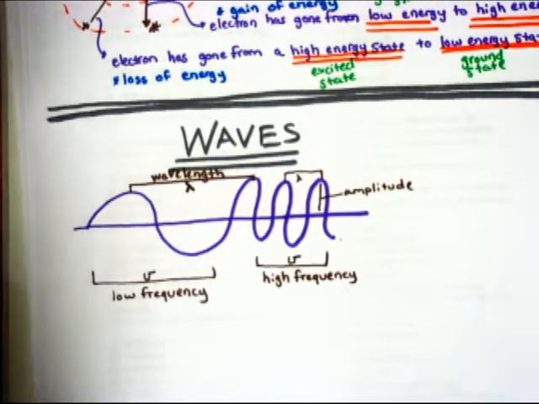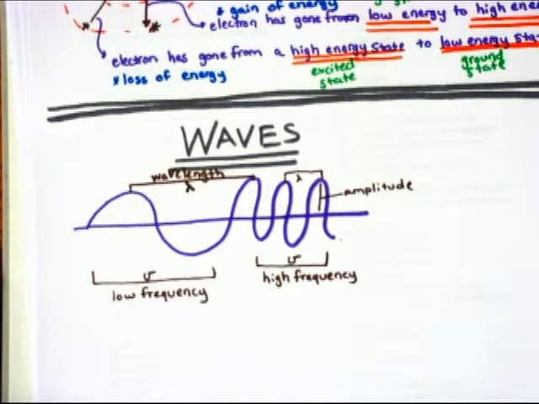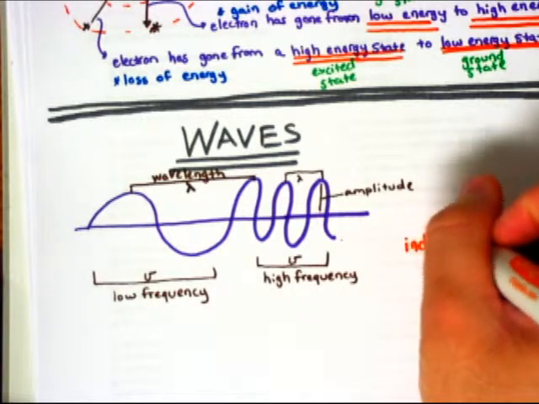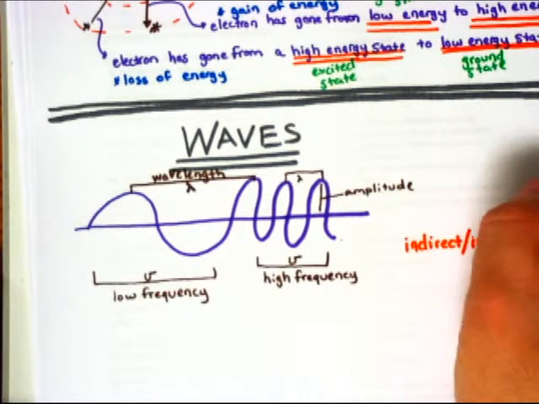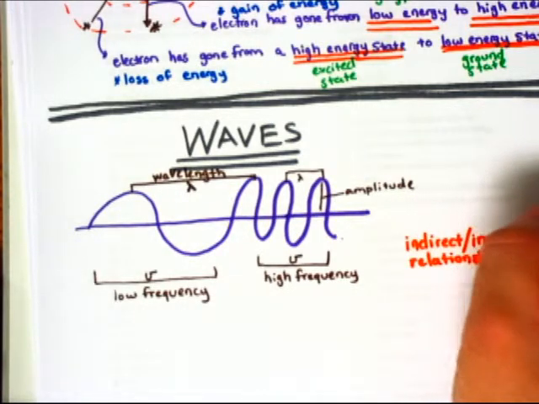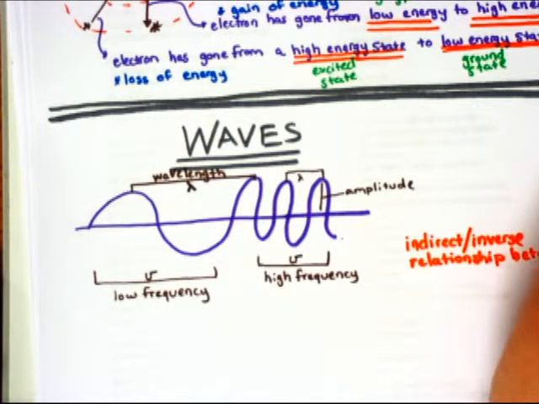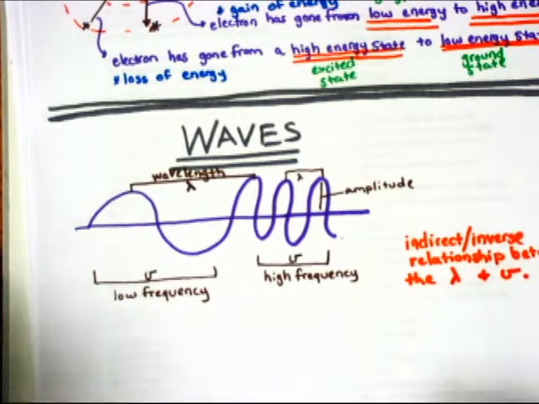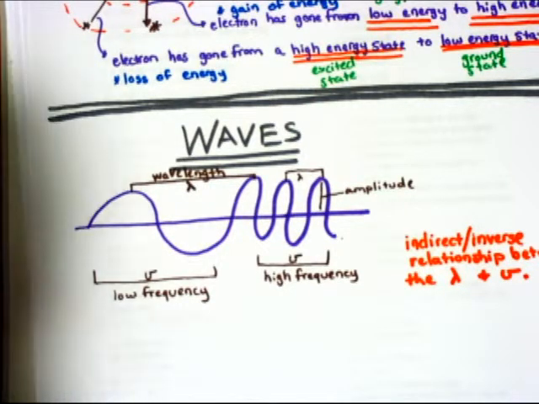Okay, so right away I think we should realize that you have this kind of inverse relationship, right? There is an indirect or inverse relationship between the wavelength and the frequency. What does that mean? When one goes up, the other goes down. So when wavelength is high, the frequency is low. Which means they have to be related by an equation.